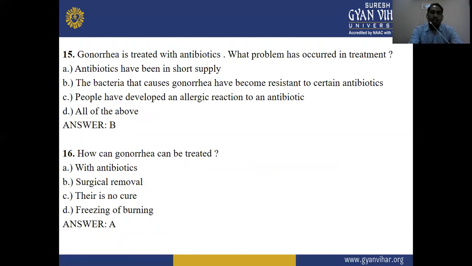Next one. Gonorrhea is treated with antibiotics, and a problem confirmed to occur in treatments is: option A, antibiotics have been in short supply; option B, the bacteria that cause gonorrhea have become resistant to certain antibiotics; option C, people have developed allergic reactions to antibiotics; option D, all of the above. The right answer is B. The bacteria that cause gonorrhea have become resistant to certain antibiotics.